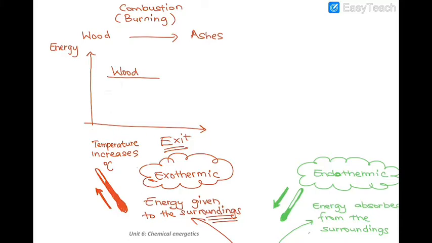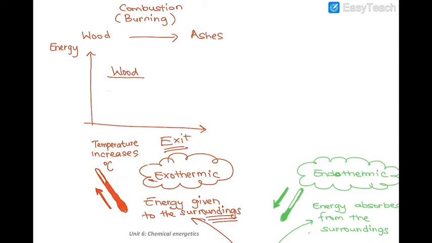So I have a graph here where the y-axis is showing the energy and the x-axis is showing the reaction progress. So I have this level here which is indicating the initial level of energy of the wood. Now as we are burning, most of the energy from the wood is being given to the surroundings, and it's given as heat and as light, and this makes the temperature go up. So we have a fire, and energy is given to the surroundings.